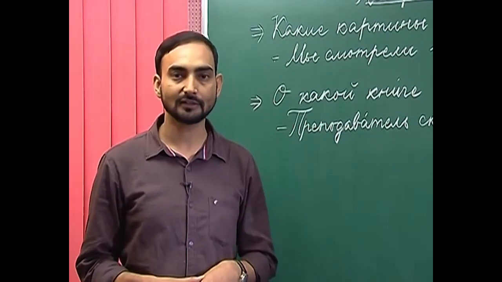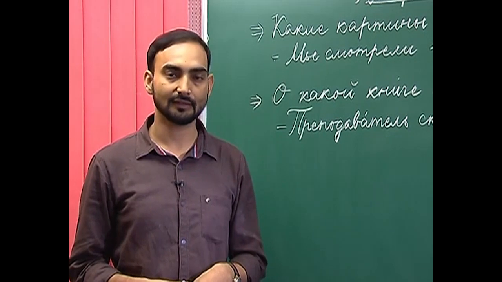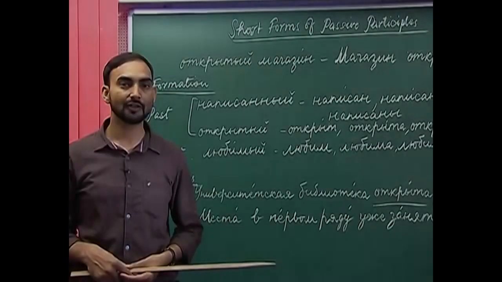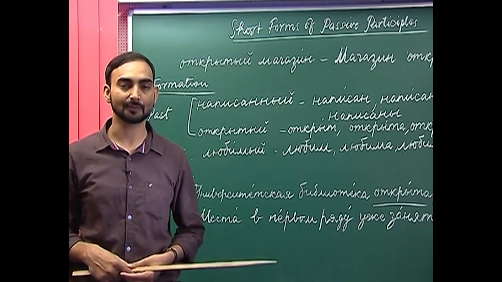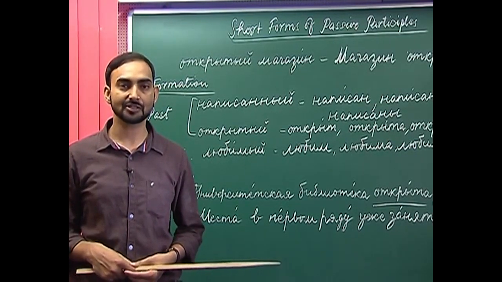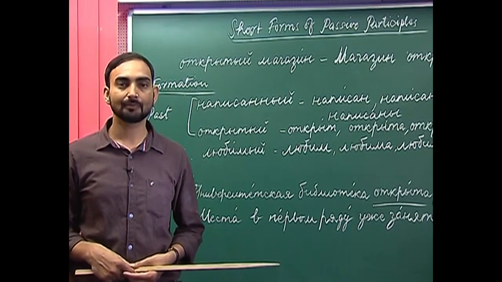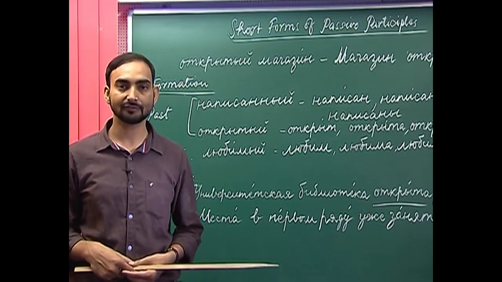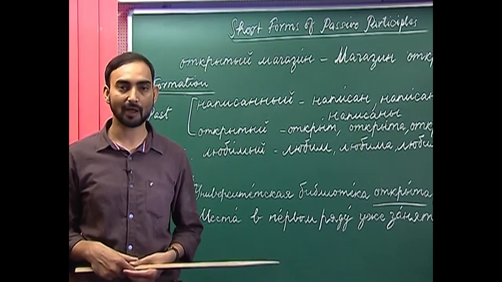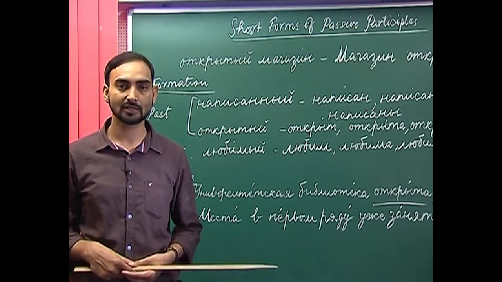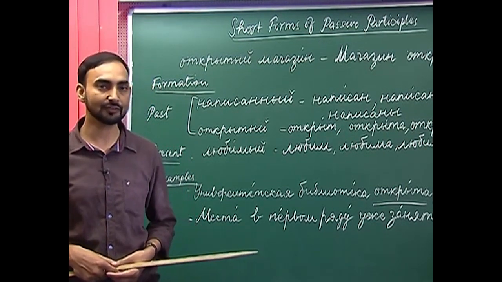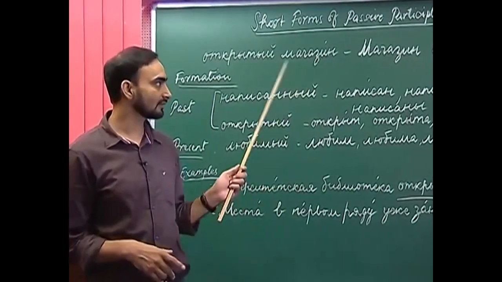So, now we will start the topic that we are going to discuss in this lesson. Today we will talk about the short forms of passive participles. So, let me first mention here that the present participles, or the active participles, do not have short forms, they only have full forms, but the passive participles have short forms as well as full forms. So, how do we use them, that we have to discuss.